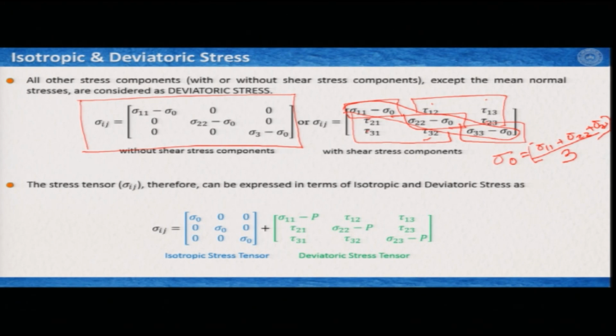So, in general, if I consider the overall stress matrix sigma ij, I can decompose it into 2 stress tensors. The first one, I can keep only the diagonal components, keeping all the diagonal values equal, that would give you the isotropic stress tensor, and the deviatoric stress tensor is whatever is remaining, and if you sum them you will get your total stress tensor, right.